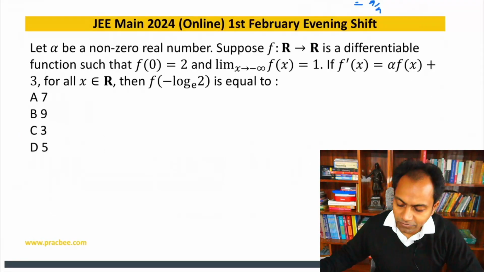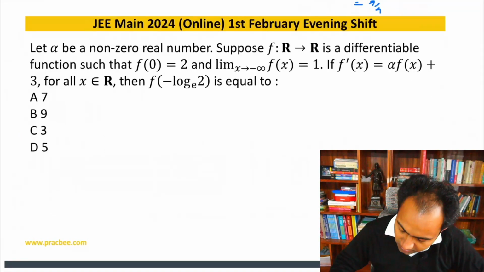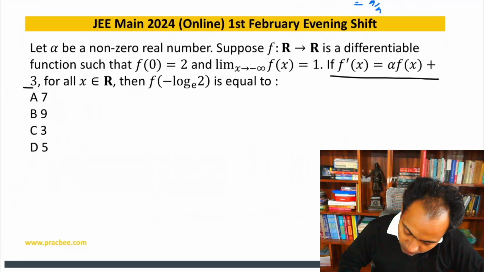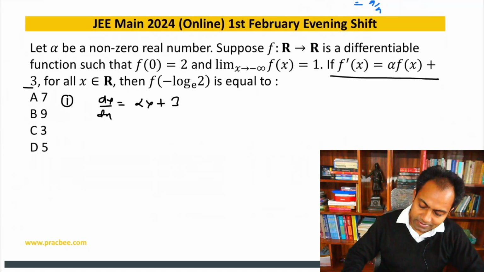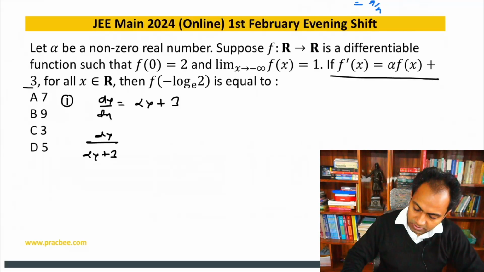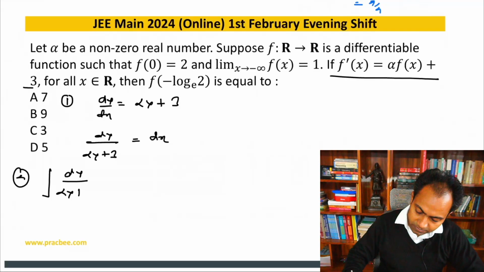If I look into this 2024 question, it uses a similar kind of idea. If I write the expression given to me in terms of y, it will be much easier on the eyes. I can write this as dy by dx is equal to alpha y plus 3. Now it is very easy to see that it is variable separable. We can write it as dy by alpha y plus 3 is equal to dx. And in the next step, as the algorithm goes, we are going to integrate it.